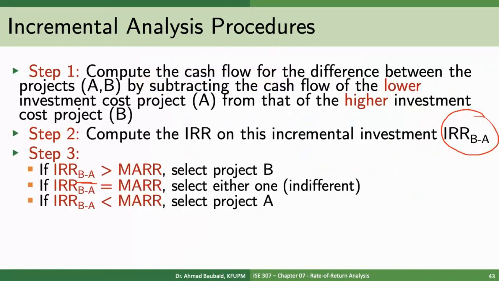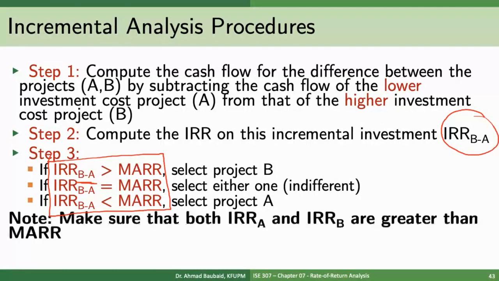And so that's what I have here. I'm using these criteria here to decide whether or not to accept this incremental investment. Now a note here, make sure that the IRR of A only when is the one you choose. So before I go back, notice here that the IRR for the incremental one is greater than the MAR.